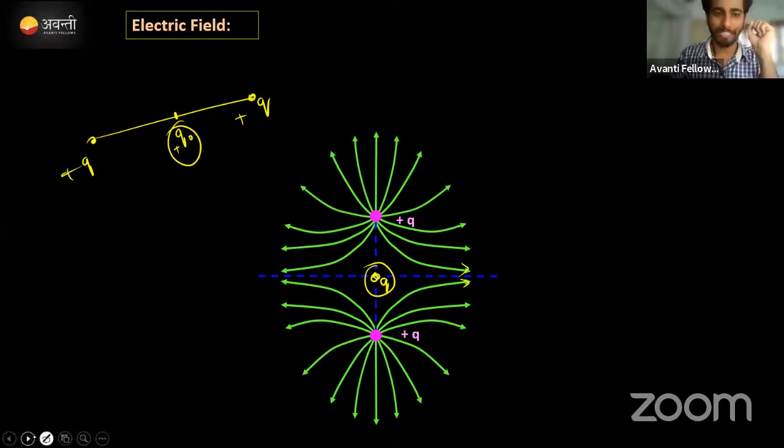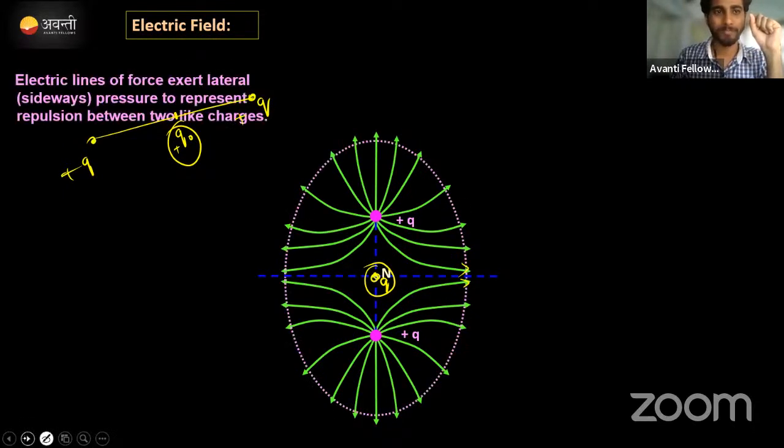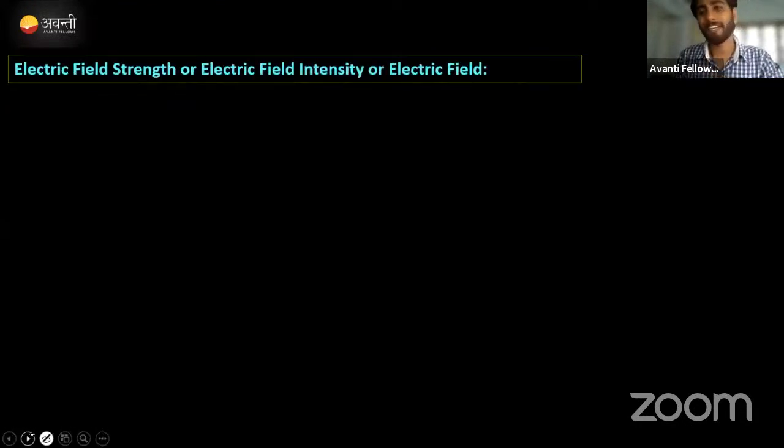This is all about electric field lines for the positive charge as well as the negative charge. Clear enough? We'll come to the next point. Electric field lines exert lateral sidewise pressure, which causes repulsion between them. That's why they do not meet at this point. Cool. We'll come to the next point, electric field strength.